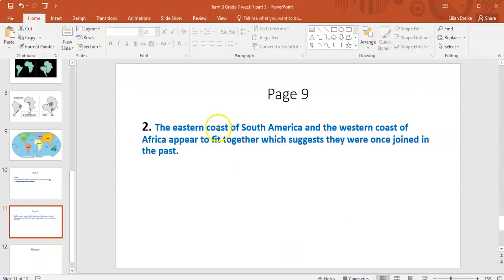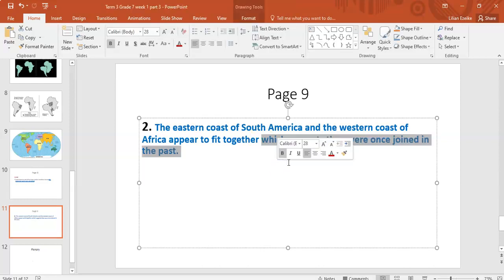It suggests to us that the eastern coast of South America and the western coast of Africa appear to fit together, which suggests they were once joined in the past. So it suggests to us that they were once joined in the past. This is the suggestion given to us, that they were once joined in the past.